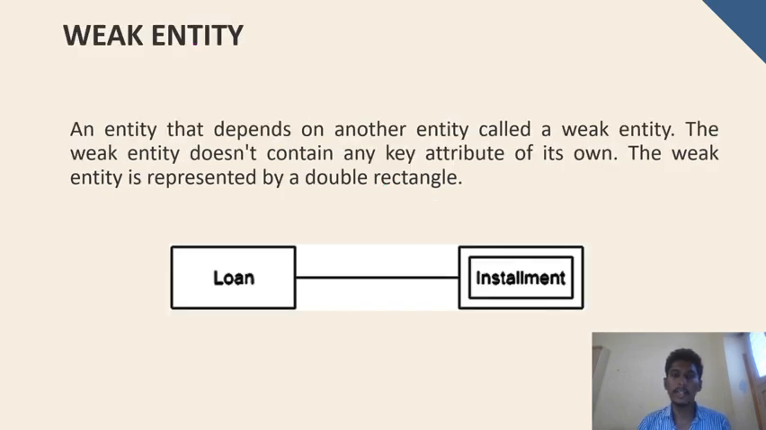Let us discuss the weak entity. A weak entity doesn't have any specific attribute of its own. As we can see here, a loan is an entity and an installment is an entity. But an installment only depends upon the loan they took. So installment doesn't have any meaning unless there is a loan. So installment is represented in double rectangles, which represents it as a weak entity.